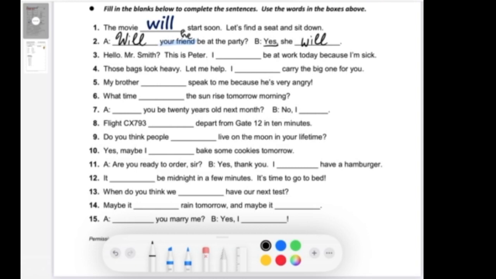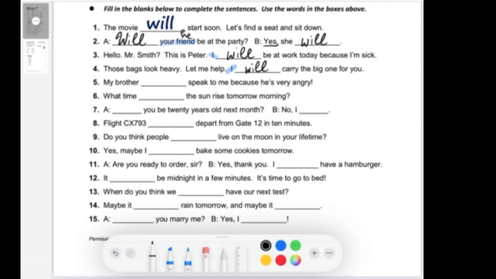Then the third sentence. Hello, Mr. Smith. This is Peter. And we have got here I. So to be, I will be at work today because I'm sick. I will be. This is an affirmative sentence. Those bags look heavy. Let me help. I carry the big one for you. We have got here I, so I will carry the big one for you.